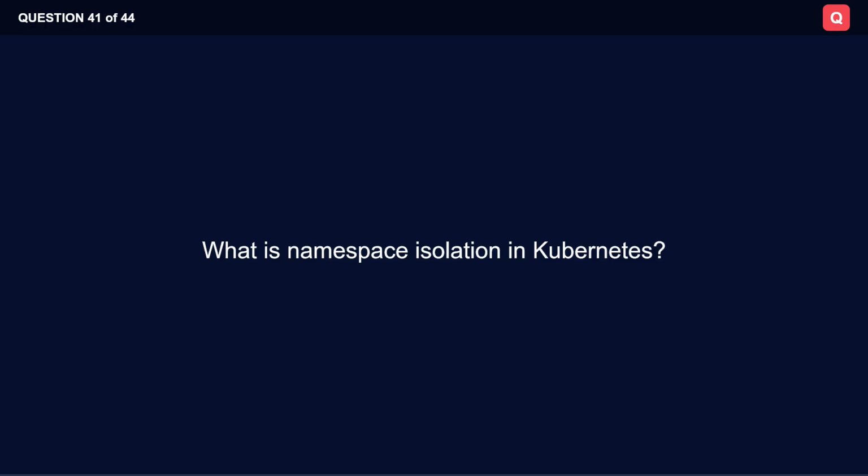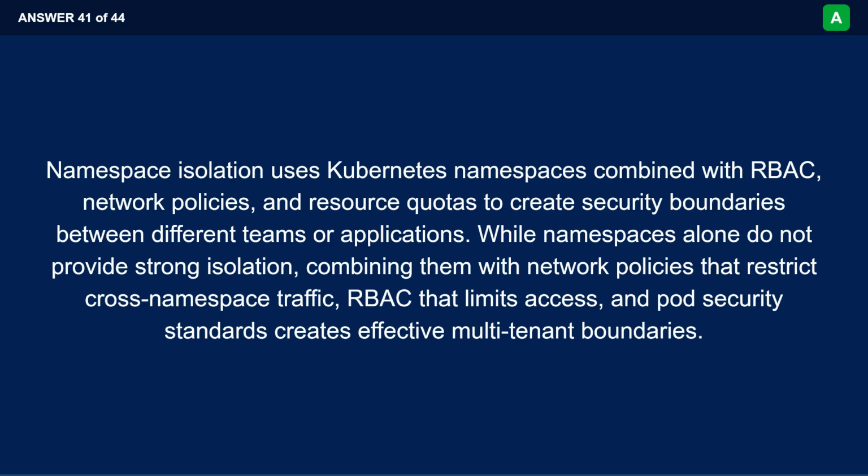What is namespace isolation in Kubernetes? Namespace isolation uses Kubernetes namespaces combined with RBAC, network policies, and resource quotas to create security boundaries between different teams or applications. While namespaces alone do not provide strong isolation, combining them with network policies that restrict cross-namespace traffic, RBAC that limits access, and pod security standards creates effective multi-tenant boundaries.